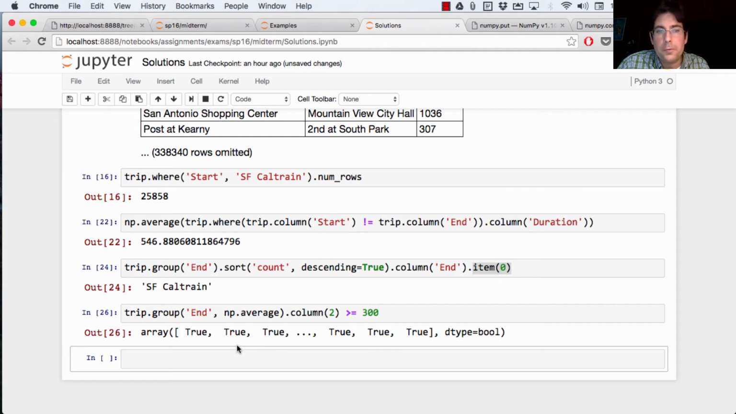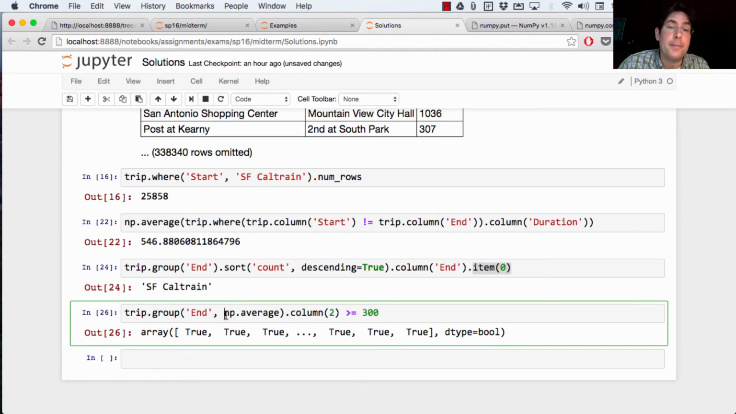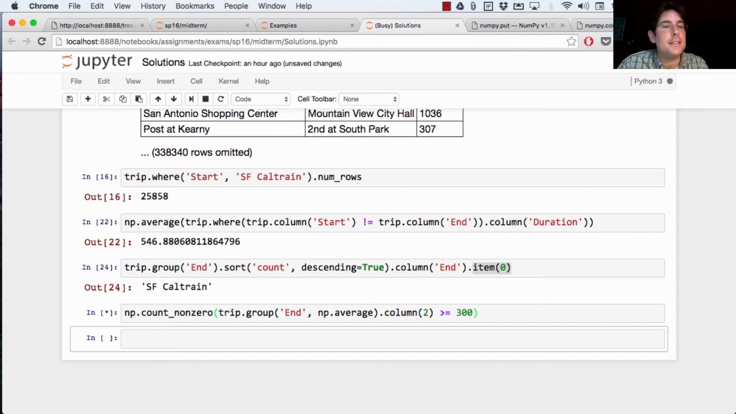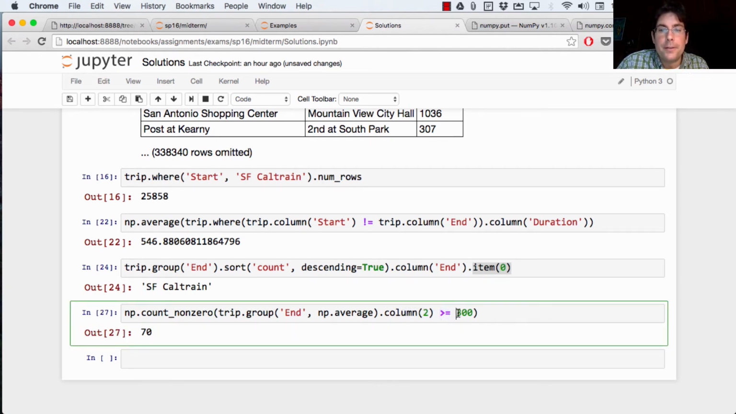We have one row for every different end station. There were 70 of those. And we're asking how many of them had this average duration greater than or equal to 300 seconds, which is just 5 minutes. In order to take a bunch of true-false values and get a single number of how many of them are true, we can count non-zero the result, and that will finally give us the answer that we're looking for. The number of end stations for which the average duration was greater than or equal to 300 seconds. Turns out it's all of them.